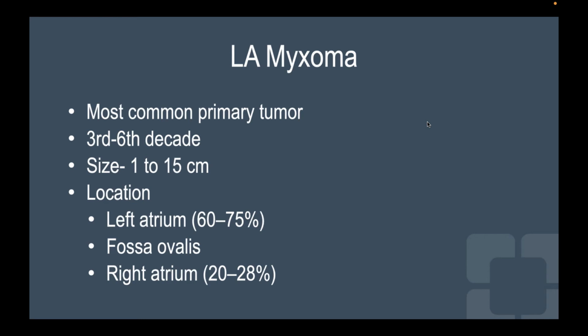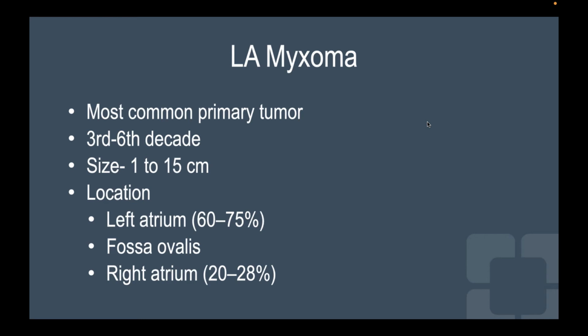So the most common primary tumor in the heart is going to be the myxoma, most commonly in the third to sixth decade of life. Size, as you can see here, can be very variable, up to 15 centimeters, if not larger, in some rare cases that have been published for sure. This one was sizable, but did not get to that size, of course.